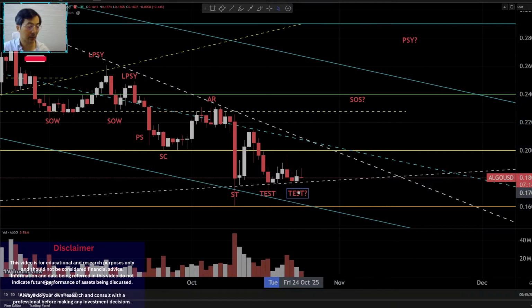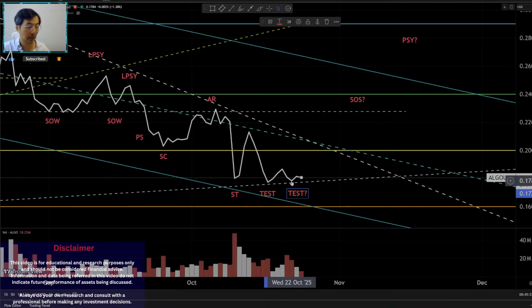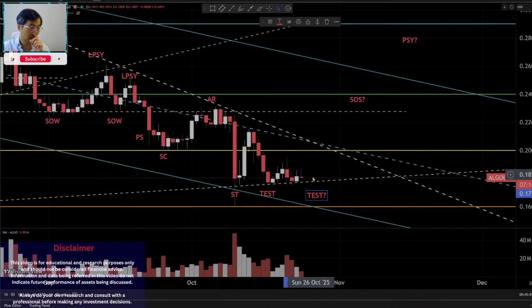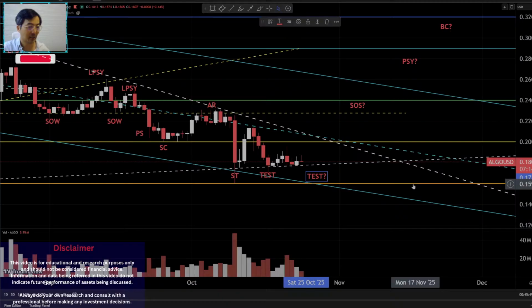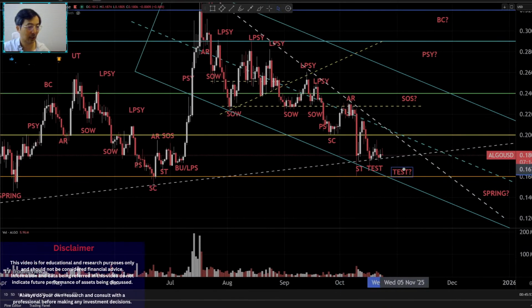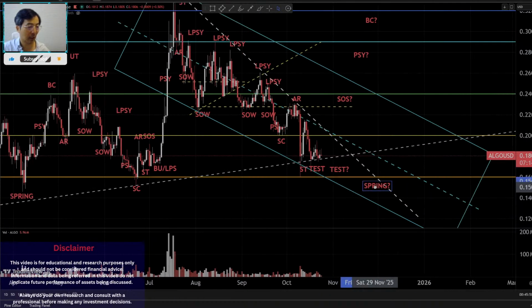So this can be treated as a second test. If I change it to a line chart, you can clearly see the second mini dip over here. But I'm not going to remove the question mark, because the more important question for us is whether it's going to come down to the orange key level, the 16 cents range, to show us a deeper test. We haven't seen it yet. We've actually got a spring tag over here.